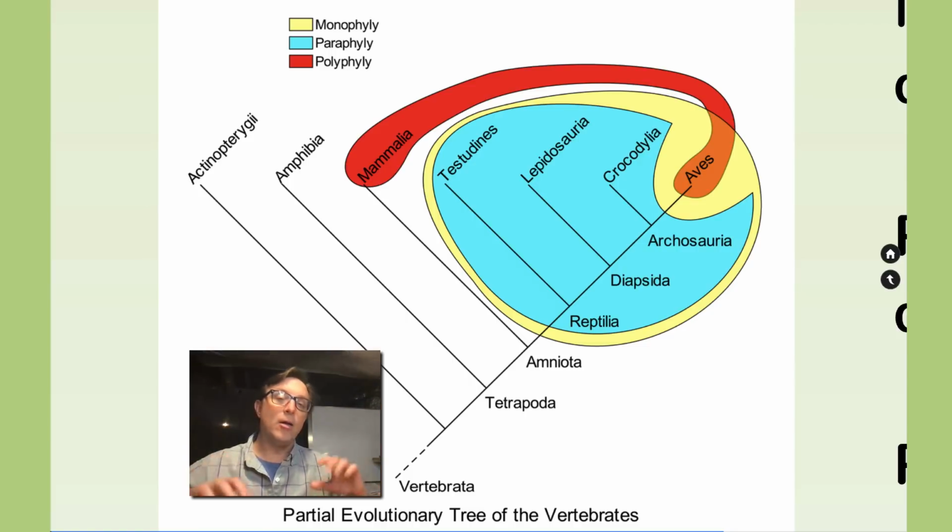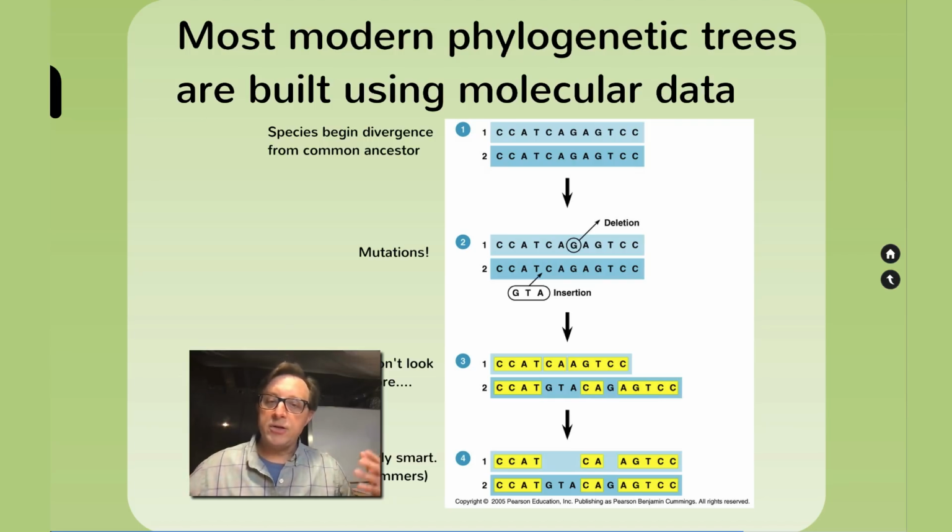so the ancestor and all the descendants. That is the evolutionarily valid clade, the monophyletic clade. The way that these phylogenetic trees are built today, the modern phylogenetic trees are mainly built using molecular sequence data, either DNA, RNA, or protein.